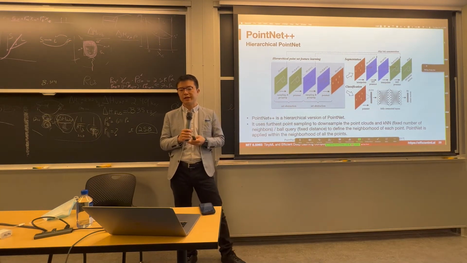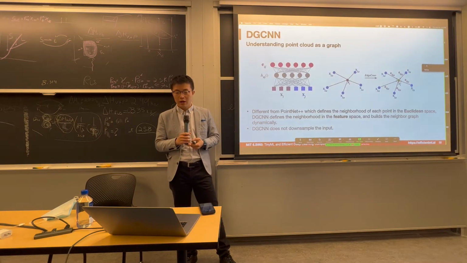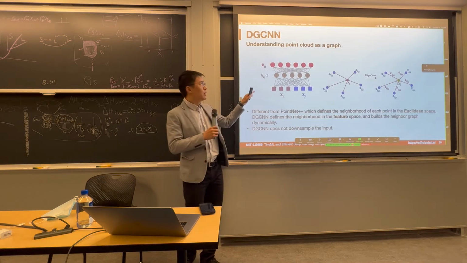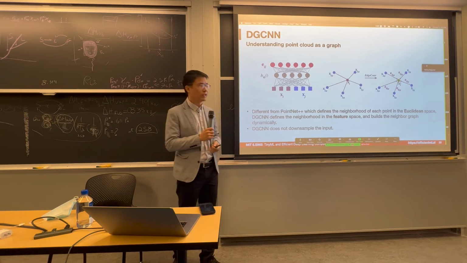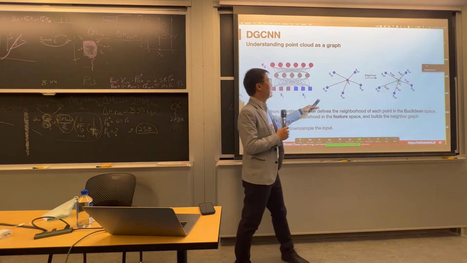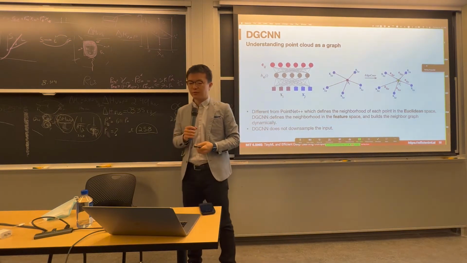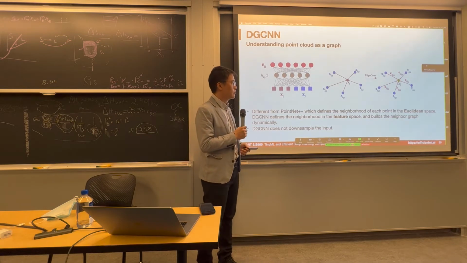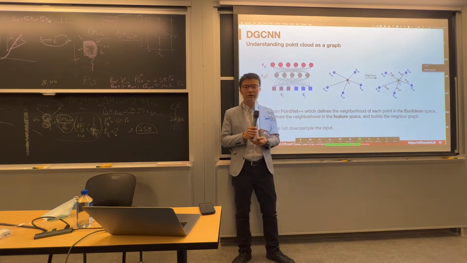So this is basically applying PointNet in a hierarchical manner. So we have the neighborhood modeling capability. We can also try to understand the point cloud as a graph. Right? Graph, the edges, and also have the nodes. So each node is a point. So we can use the feature space when we are trying to model the neighborhood.